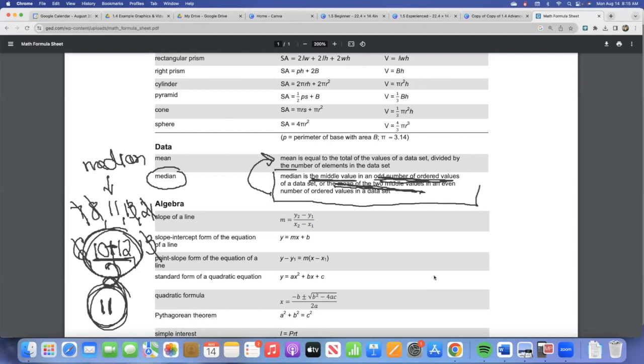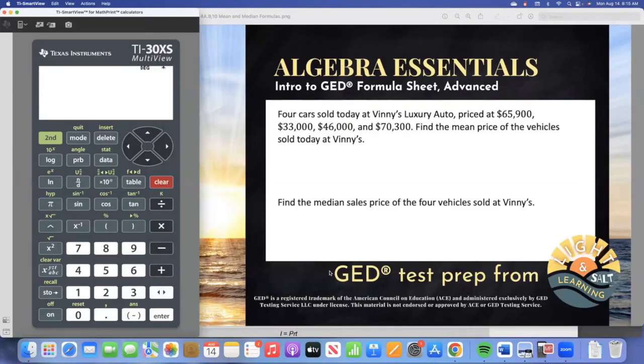So again, I'll remind you that these directions on the formula sheet say the median is the middle value, but if you have 2 in the middle, take the mean of them. Okay, so we're finding the median sales price of the 4 vehicles sold at Vinny's. And the formula sheet did say that it was the middle number in an ordered set. So let's order our set. And I mean, valid question, what order? Well, we're going to put it in numerical order.